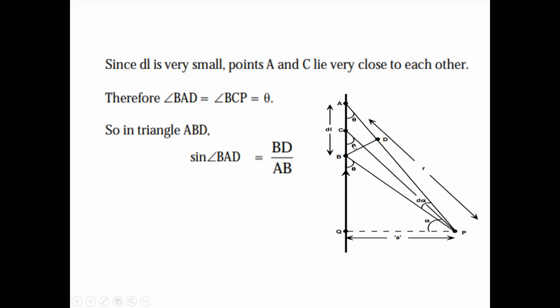So why are the angles at A and C equivalent to theta? Because as we assume the dl value is very small, then A and C are in the same position or equivalent. Then what is the angle at C? We have to take the angle at A is also the same. So the main condition is as dl is very small, the points A and C are very close to each other. Simply, the angles at A and C are equivalent to theta.